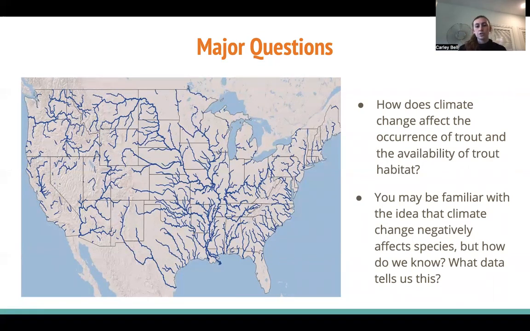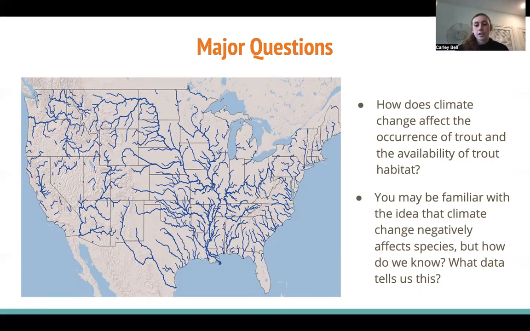The occurrence of trout is just specifically referring to the trout itself, while the availability of habitat is referring to the land around it and the stream reaches that are actually suitable for them, but they will directly relate. If a stream reach is suitable for trout, then they will have that amount of availability of trout habitat and their occurrence will be there.